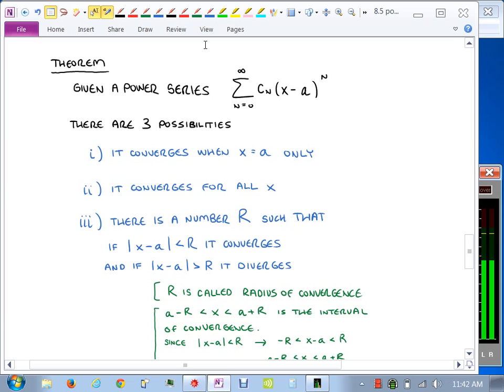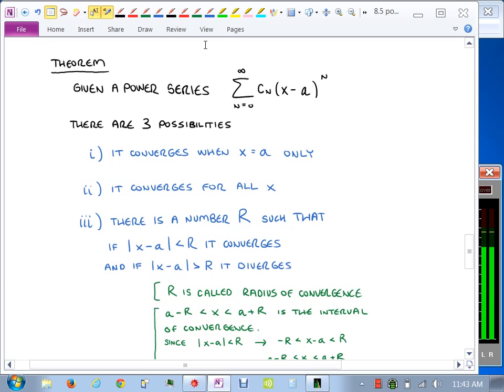First of all, it converges when X is A only. And we talked about if X was A, then you have a bunch of zeros and you just have that first C sub 0, and that converges to C sub 0. So this theorem says that it converges at only X is A, or it converges for all X, which we just saw a second ago, right?